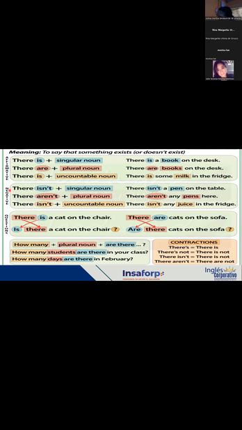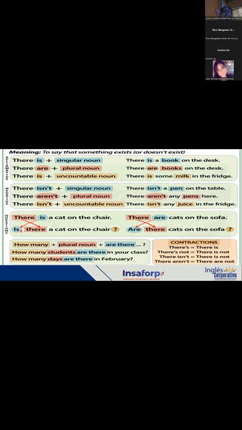The negative form, we already know the negative form, so I'm not going to focus that much on that because you already know. We have there isn't, there aren't, and there isn't once again. That's pretty much the same that we just previously saw. Remember, we can say there is not or there isn't. There are not or there aren't. That's the only thing that we have to remember.